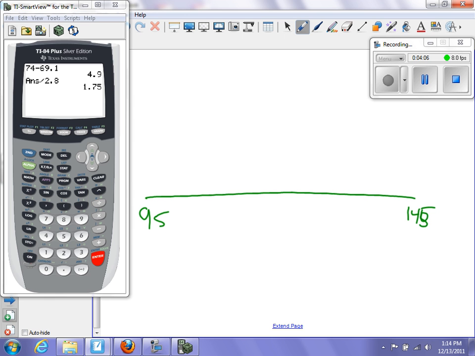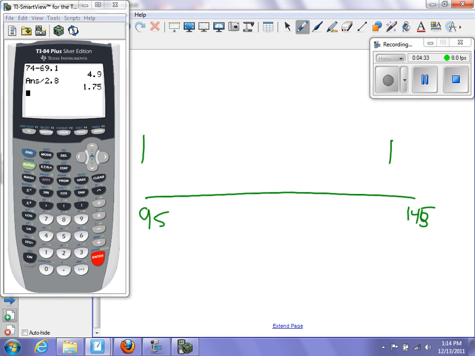It's giving me my min. My min is 95, so there's my min, right? It's giving me my max, which says it's 140, so my max is out here. Is that right? Yeah, that'd be my max, right?